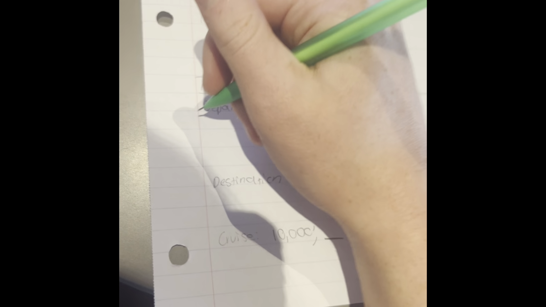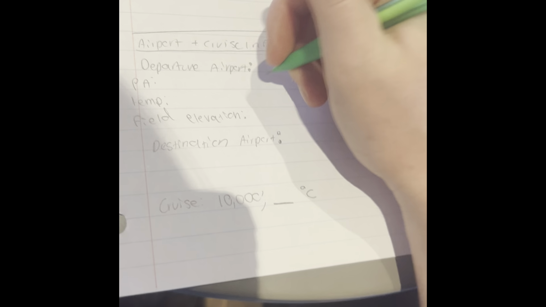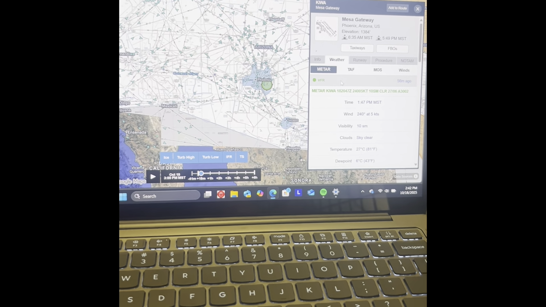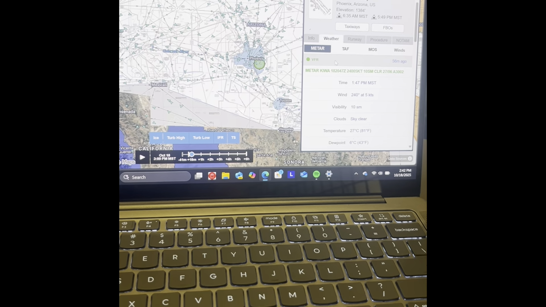Okay, and then for my departure airport, I'm going to find my pressure altitude and my temperature. I'm just going to write down the field elevation so I have it. And then pressure altitude, temperature, field elevation, and then altimeter setting. And then my departure airport is Gateway, Kiowa.